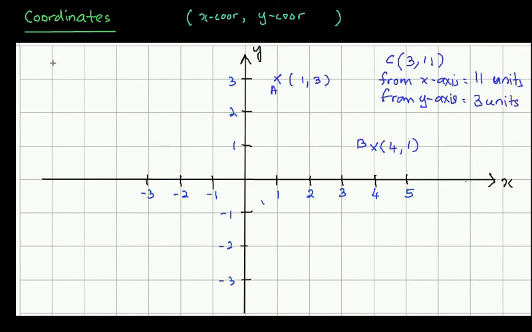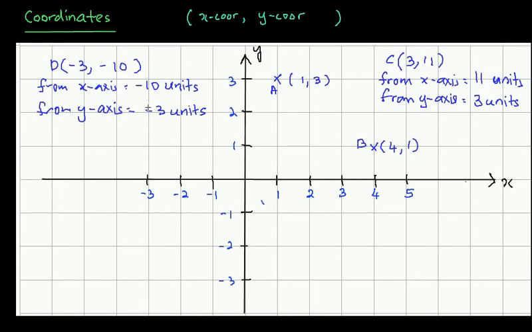Let's say we have another point, D: (-3, -10). How many units is point D from the x-axis? Take the y coordinate, -10. How many units is point D from the y-axis? Take the x coordinate, -3. But this is actually not correct, because when we talk about how many units from the x-axis and y-axis, we are actually talking about the distance. So the distance cannot be negative. So point D is actually 10 units from the x-axis and 3 units from the y-axis.